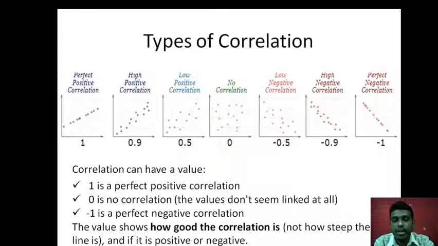Now remember, the value shows how good the correlation is, that is how strongly they are related to each other. The two variables are related to each other. They do not show how steep the line is, that is they do not tell anything about the slope of the line. They only tell how strong the relationship or the association is between the two variables.